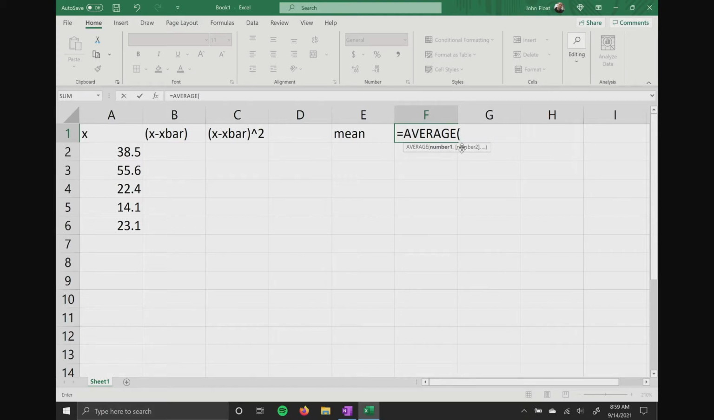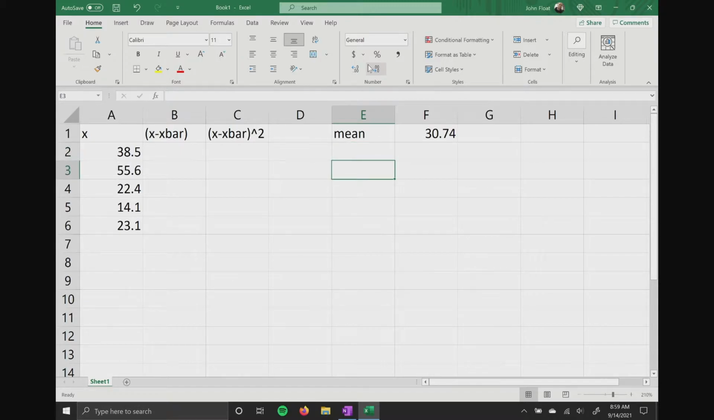So what I'm going to do is take my cursor, left click and hold it in, and drag all the way down. I'm going to end the parentheses. What I just told the computer to do is find the average, and the numbers I want are in cells A2 down through A6. As soon as I do that, I hit enter, and I come up with 30.74. Okay? So there's our mean.